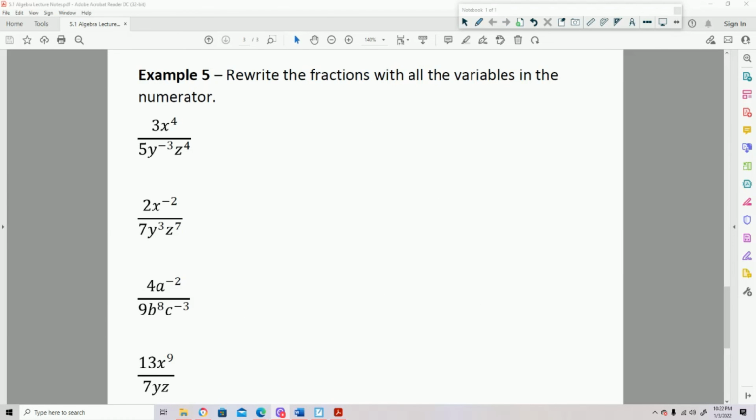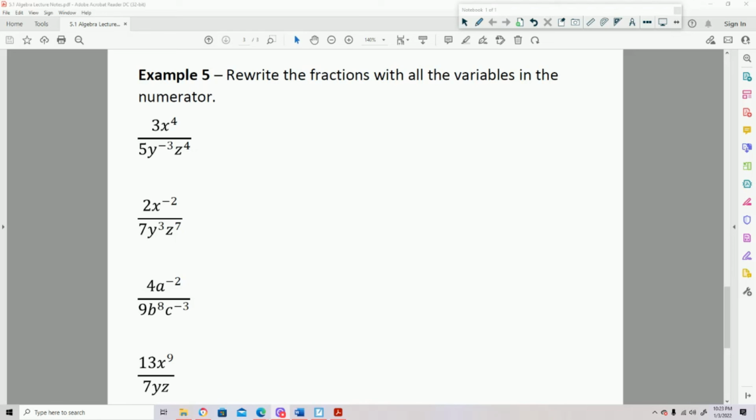Okay. This last set of problems, we're being asked to rewrite the fractions with all of the variables in the numerator. It's not asking us to simplify. Simplify simply means get rid of the negative exponents. Rewriting them with all of the variables in the numerator means we're moving this variable up and this variable up, whether they need to or not.